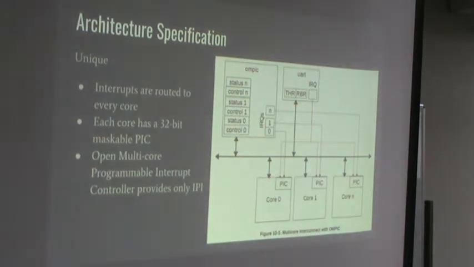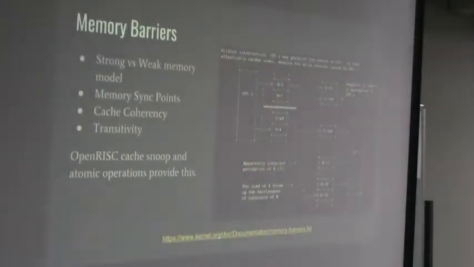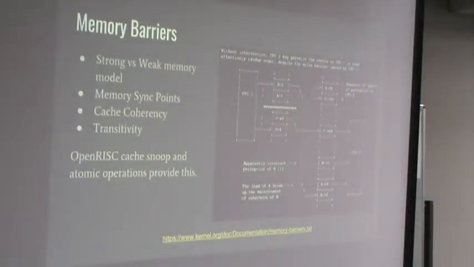But what else do we need to do other than IPI, the inter-processor interrupts? Another thing that's really important is memory barriers. If you ever start working on SMP, you really have to worry about memory barriers, and there's things like strong versus weak memory models, memory sync points, cache coherency. So if you write a value to memory, how do you know that it's going to get picked up? How do you know that the write to the cache gets flushed to memory, and then the other processors see that same thing in their cache? Maybe another processor has a cache issue.